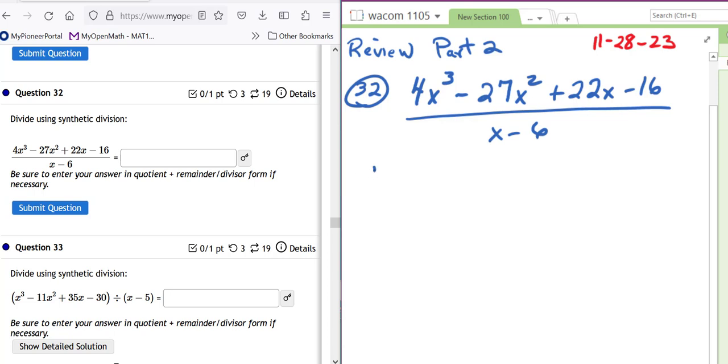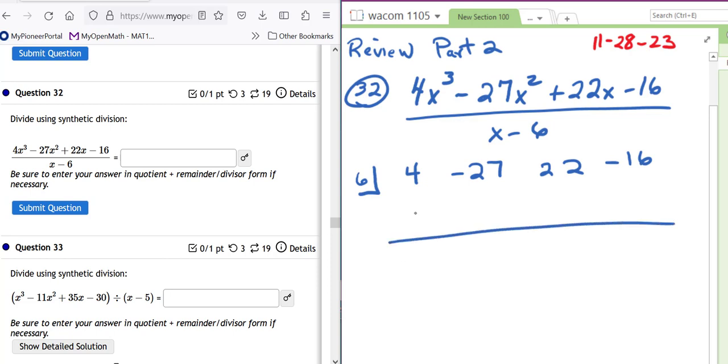And you're going to set up your funny looking little division grid, backwards L. You use the opposite sign. So if this says -6, you're going to use +6. And then you take your coefficients. If you were missing any, you would have to put a 0 for that spot. Skip a row, bring your first one down.